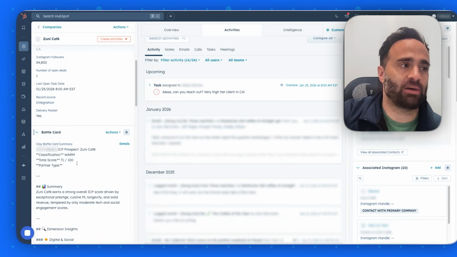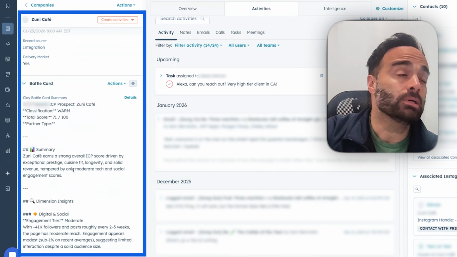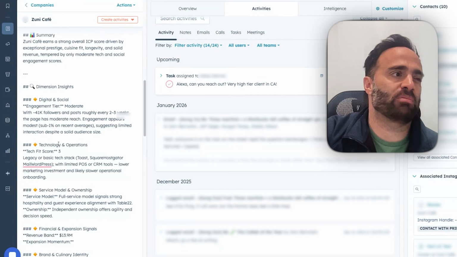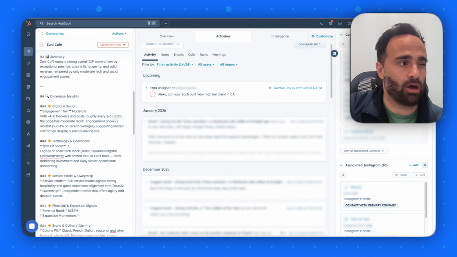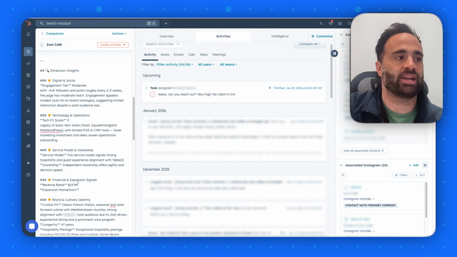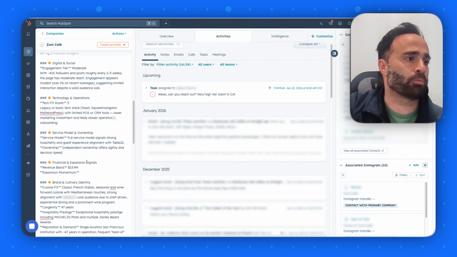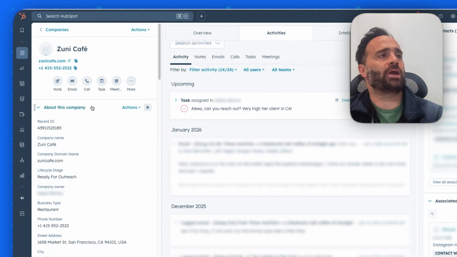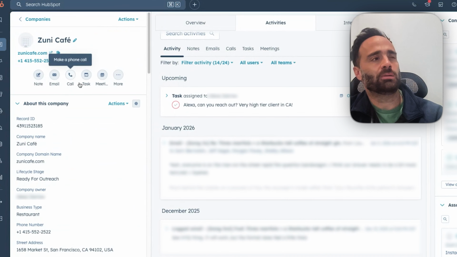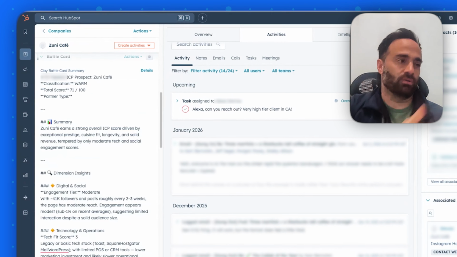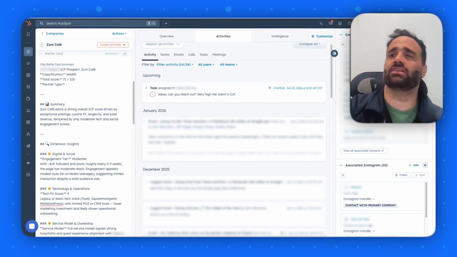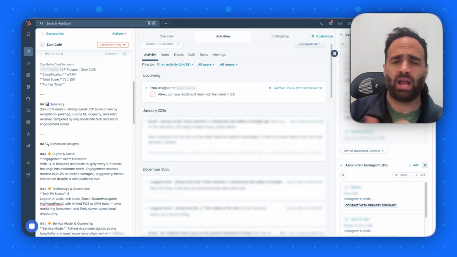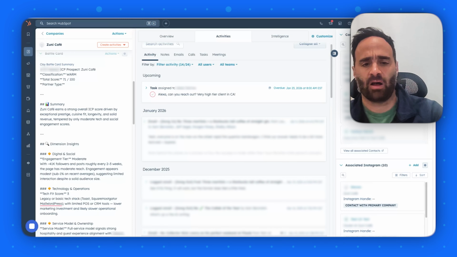But then on the left-hand side, we've created what we call a battle card. So now I've got all that information that Clay was pulling in, and it is right here at my fingertips. I can see the technology they use, the service models they offer, the financials and expansion signals, the branded culinary identity, and so on and so forth. Now I can simply come up here, make a phone call by hitting call, then sit back and look at the notes here. I can start to write an email with the information. I can even run this information through an AI prompt to have it send an AI email back to me.